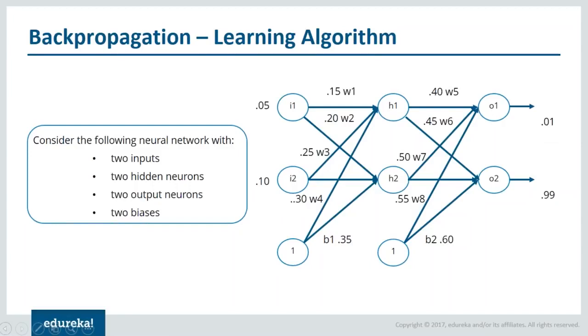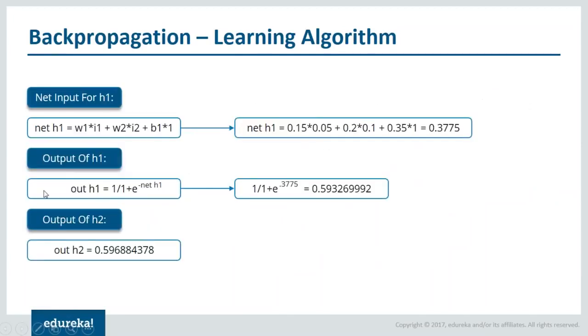The net input for this particular H1 will be W1 into I1, that is the first input, plus W2 into I2 plus B1 into 1, which gives us the answer as 0.3775. Similarly, the output for H1 will be the output after the activation function. And we are using the sigmoid function here because our brain also uses sigmoid functions, that's what we believe. At the same time, it is easily differentiable. So the output of H1 will be 0.59 something.